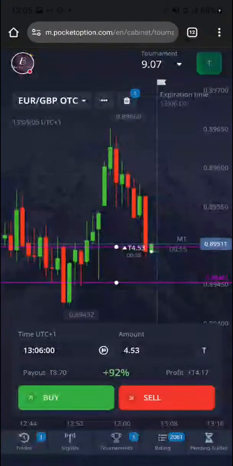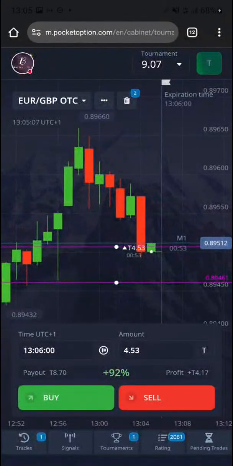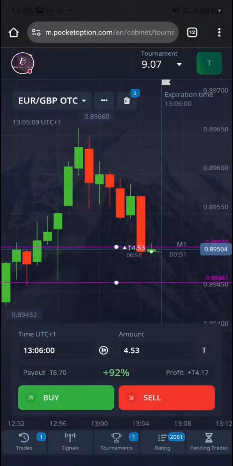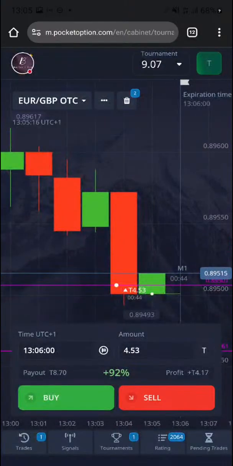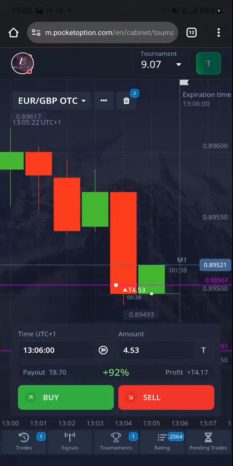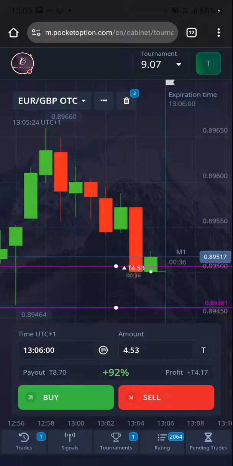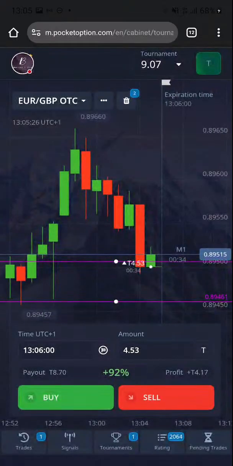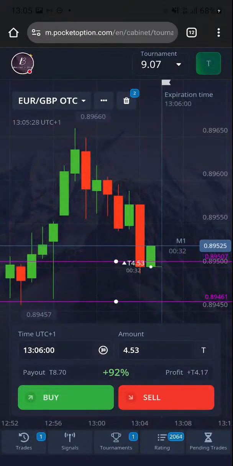I'll tell you why I took this trade. Number one, we have an engulf to the downside. Engulfs usually give retracement, but that's not the only reason. That engulf closed on a round number, 0.89500. That's a very good reason to go with the buyers. When you have a reversal pattern close on a round number, you can take that reversal trade.